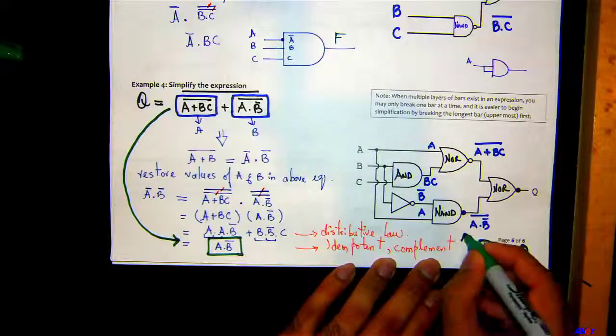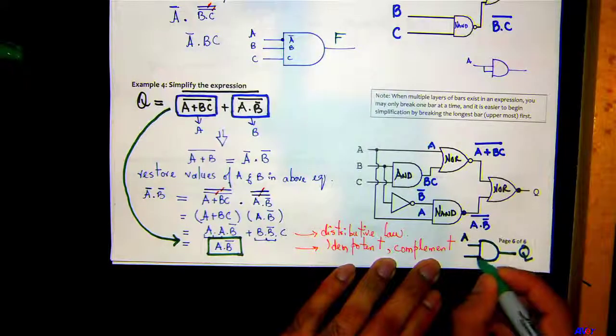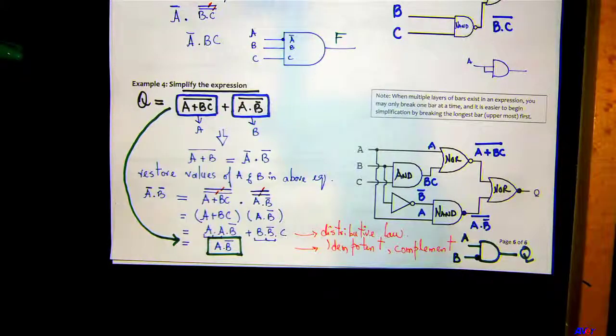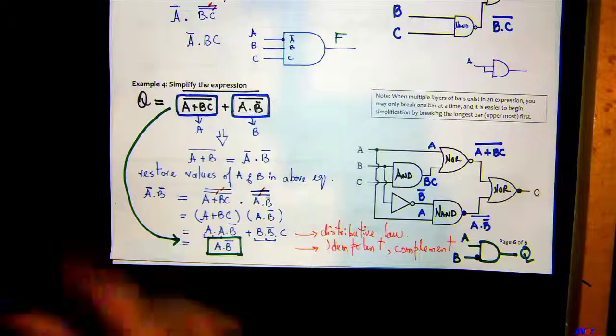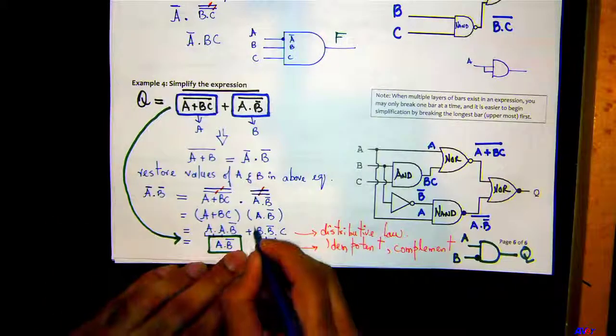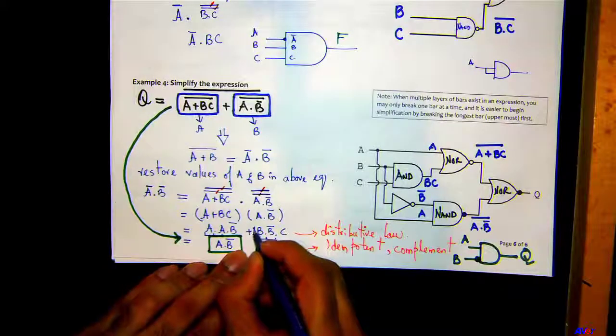This is your A and this is your B with the bubble here because this is B bar, right? This is actually going to be on your pre-lab as well. Yes. Right.